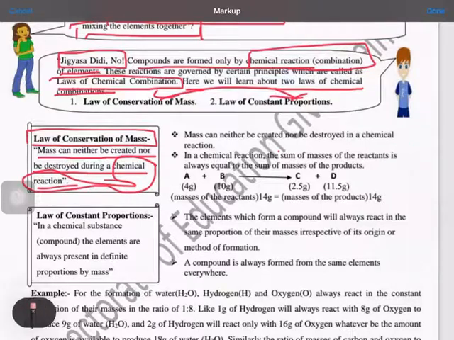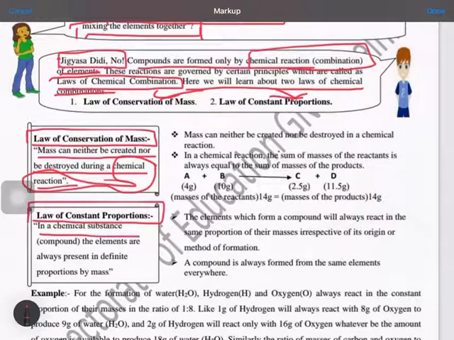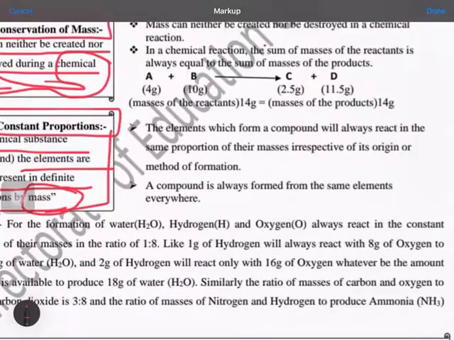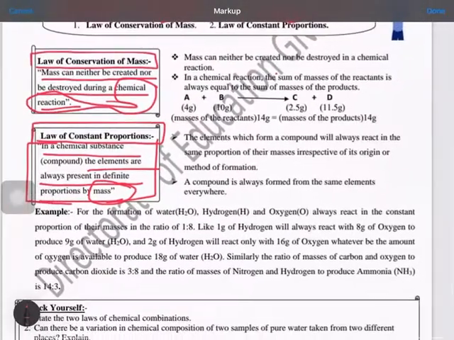Now we come to the second law. It is the law of constant proportion, which we also talked about in the definition of compound. By definite proportion, it can be the same as in a chemical substance the elements are always present in definite proportion by mass. In that we were talking by number, here we are saying by mass. That means the mass of a particular element in a chemical reaction is also fixed. We cannot change the mass.